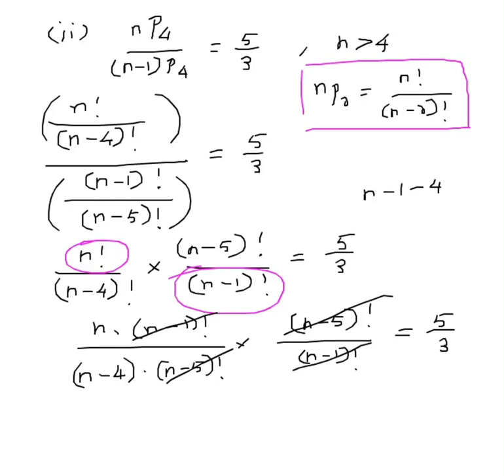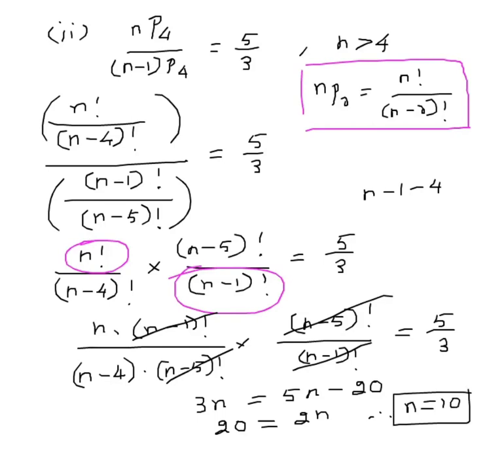Let us cancel the common terms. Cross multiply. 3 times n is 3n, 5 fours are 20. So 2n is 20. Therefore, n is equal to 10.